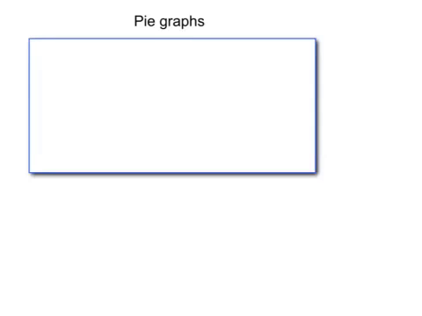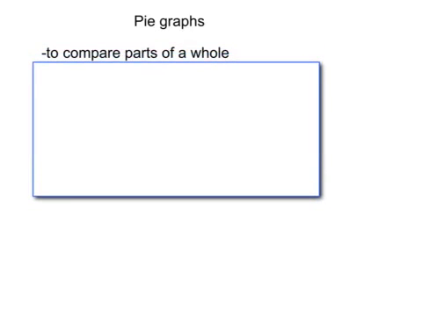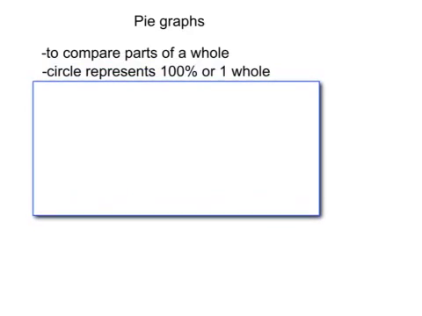So what are pie graphs used for? To compare parts of a whole. And yes, this is your note you need to be writing down. So when we compare parts of a whole, we could compare our whole class with something. We couldn't compare our class and a grade 8 class. That's what a bar graph's for. Or we could compare the whole school. We have to use one whole piece of something. The circle represents 100% or one whole.